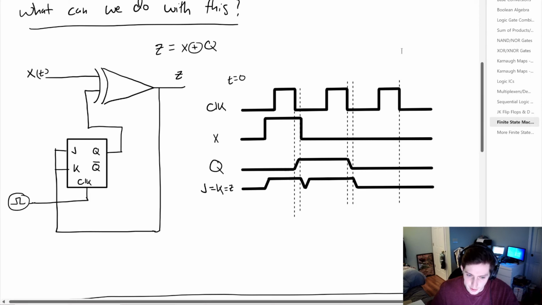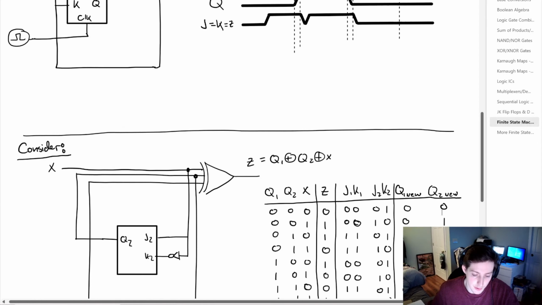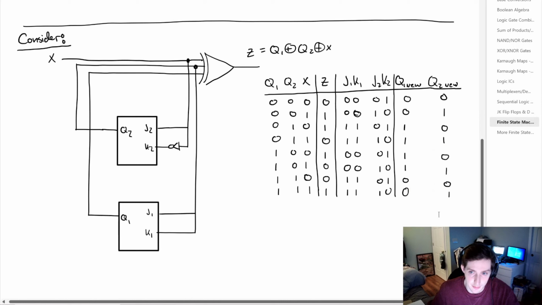And this is going to branch us into our final topic, which is the finite state machine or state diagrams. So what we want to do is consider the following circuit, where we have two JK flip-flops and an exclusive OR. And the output of the exclusive OR can simply be given by Q1, exclusively ORed with Q2, exclusively ORed with the input X. So what we want to do is just take all of the inputs for Z, which is Q1, Q2, and X. And those are going to be the inputs in our truth table.